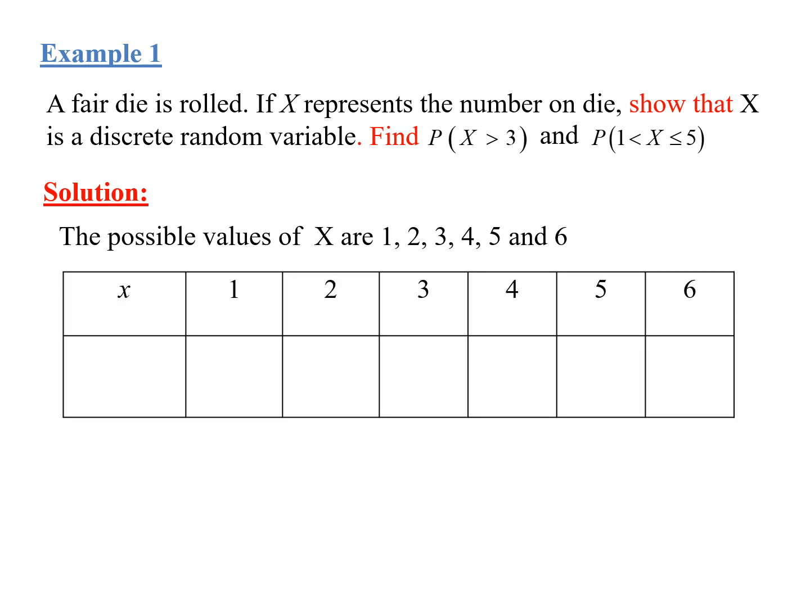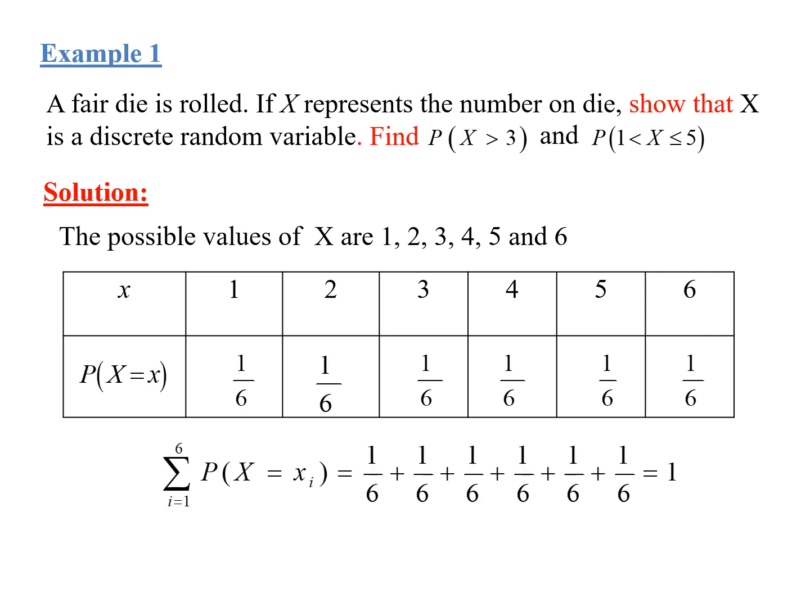We can represent the result in the table. For the x, small letter x is the possible value, that is 1, 2, 3, 4, 5, 6. Then the probability for each of them is 1/6, 1/6, 1/6. Okay, this is the result for rolling a fair die. The summation of the probability distribution function is always equal to 1. We can check. We can sum up all the probabilities, then we will get it is equal to 1. Therefore, X is a discrete random variable. We already showed it. Okay.